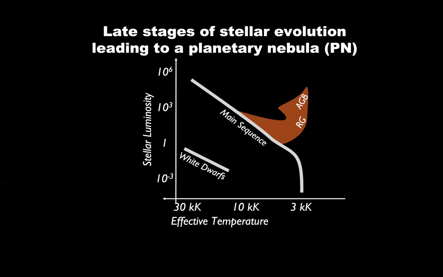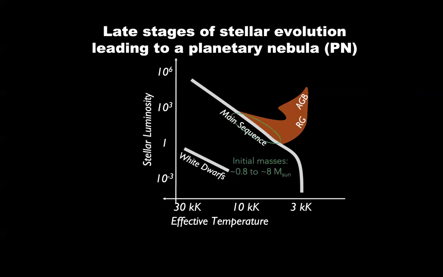It is fusing hydrogen to helium in its core. That makes it a main sequence star. It's done that for 5 billion years as a one solar mass, one solar luminosity star. That's about 5,700 degrees surface temperature. It will continue to do that for another 5 billion years. So it has a total lifetime of 10 billion years on the main sequence, fusing hydrogen to helium in its core.